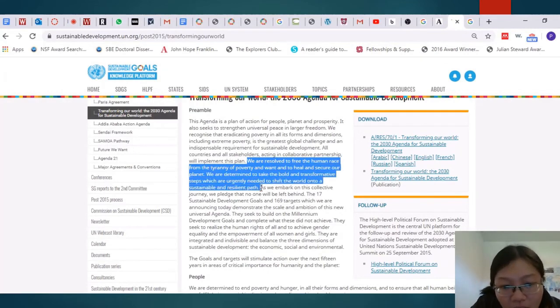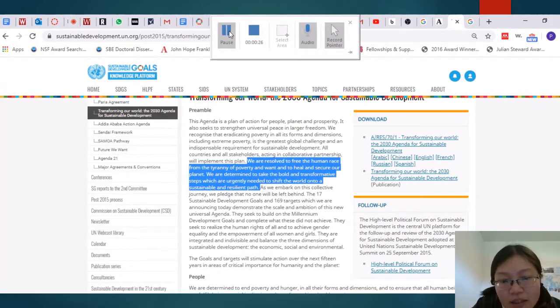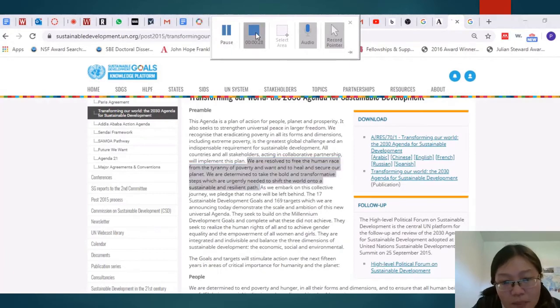And you can see here in the preamble of the Sustainable Development Goals, I quoted a specific sentence: we are resolved to free the human race from the tyranny of poverty and want, and to heal and secure the planet. So we are determined to take the bold and transformative steps which are urgently needed to shift the world onto a sustainable and resilient path. So this is the preamble.